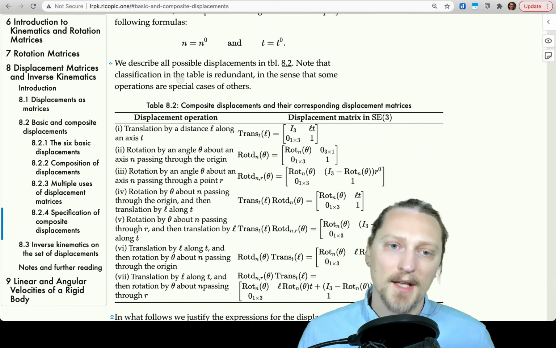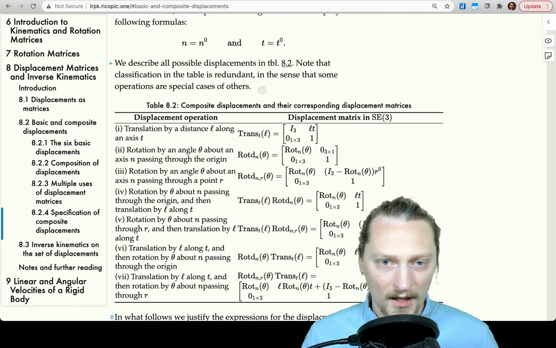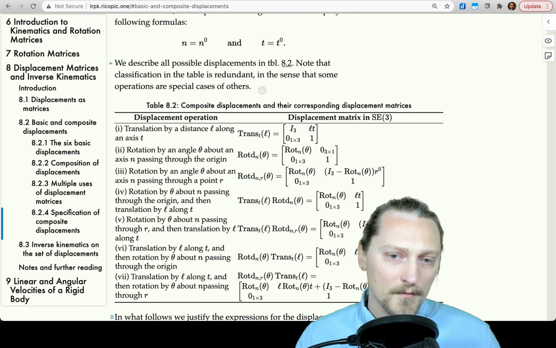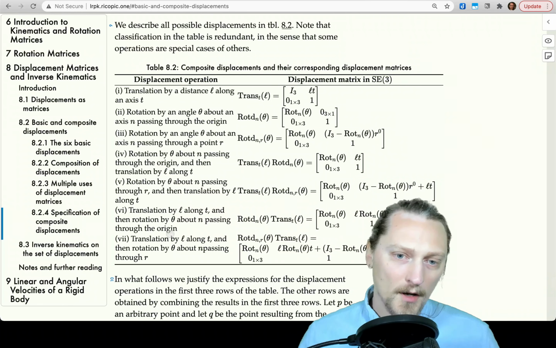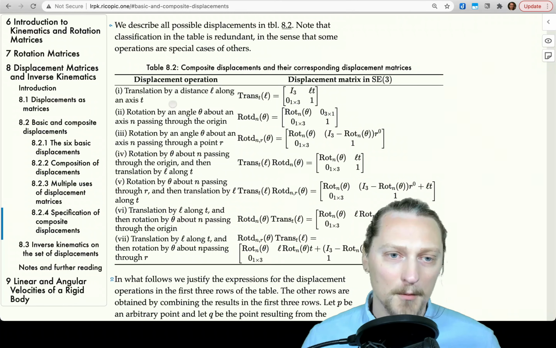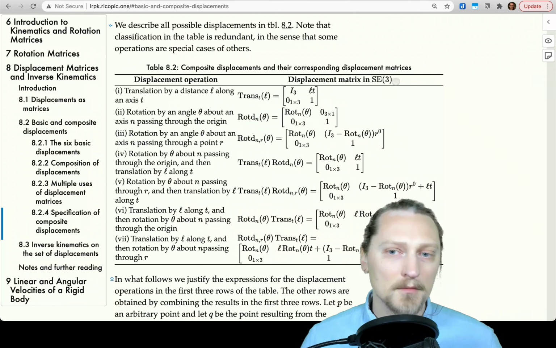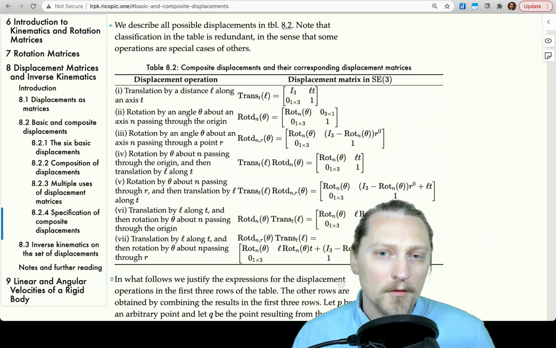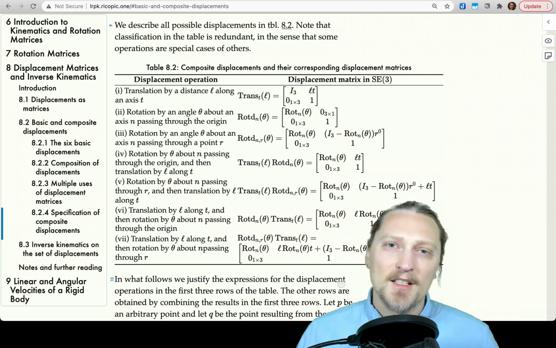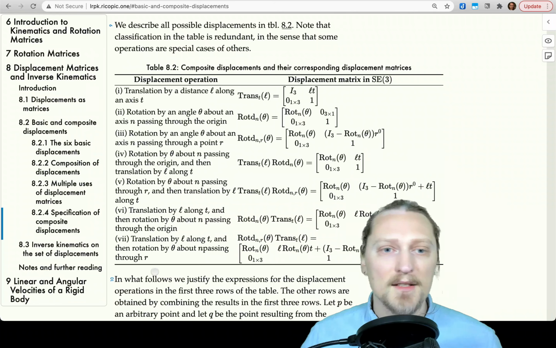Note that the classification in the table is redundant in the sense that some of the operations are special cases of others. If we look here, the displacement operation is described in plain language in the left column, and the displacement matrix in the special Euclidean group is given in the right column. This is kind of like a cheat sheet for what the simplified version of the displacement matrix looks like for each of these specific cases.